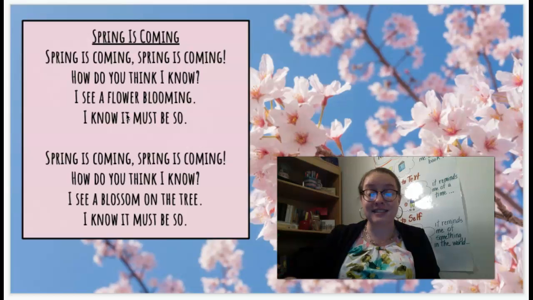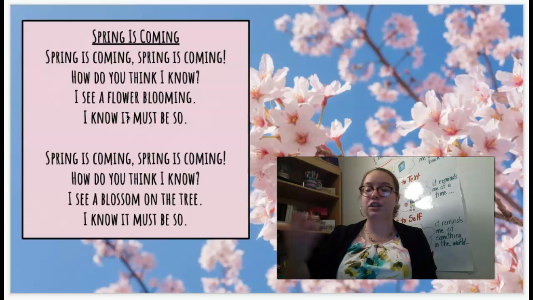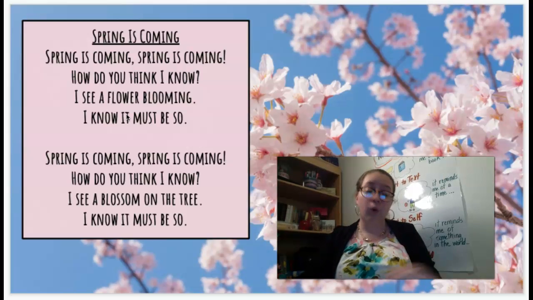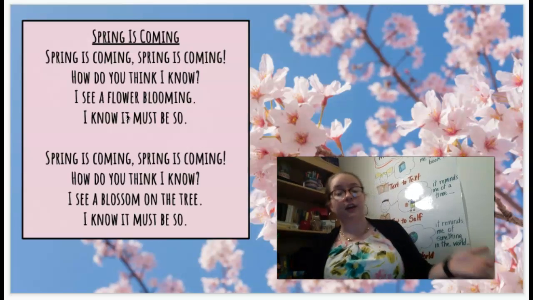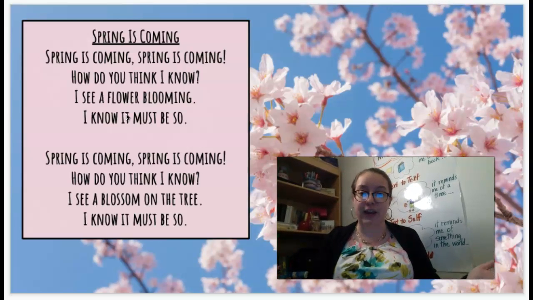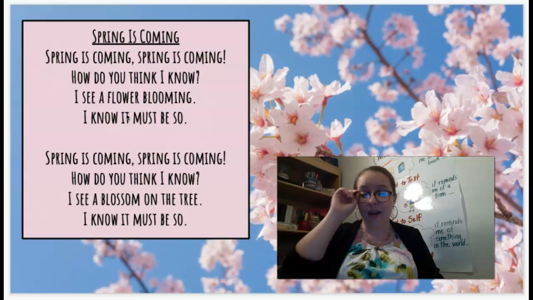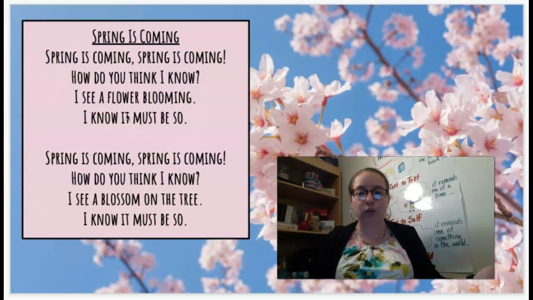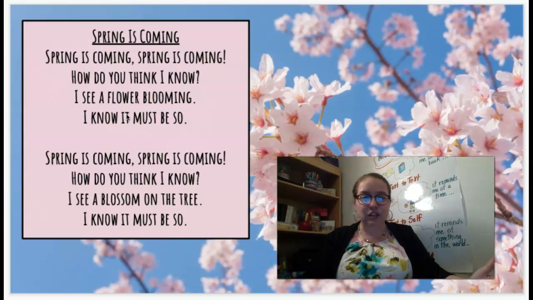So I would like you to go onto Seesaw and draw a picture. You can either draw it on actual paper or on Seesaw, a picture that you have created to illustrate this poem. Alright, I can't wait to see what you draw and how you decide to illustrate it.